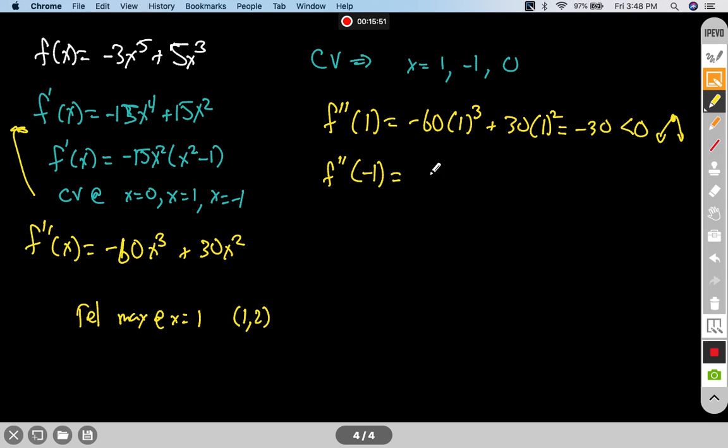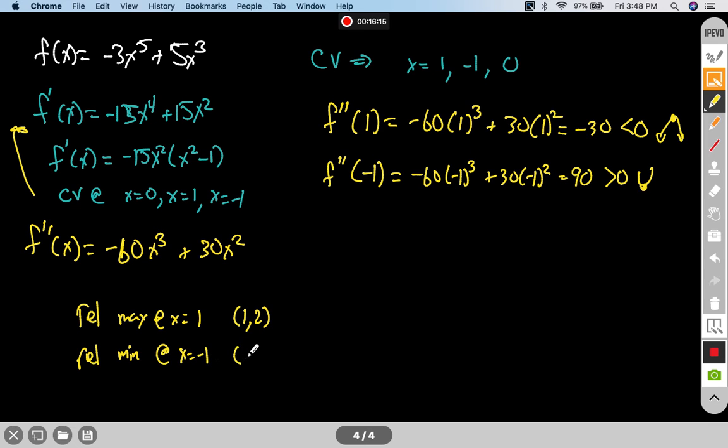I plug in my negative 1. Negative 60 times negative 1 to the third plus 30 times negative 1 squared. That's going to give me positive and positive. That's 90. So that's greater than 0. Concave up. That's a relative min at x equals negative 1. And it's going to be the point (negative 1, negative 2). That makes sense. This is an odd function, so I should have odd symmetry. So the opposite x should give me the opposite f of x. That looks good.